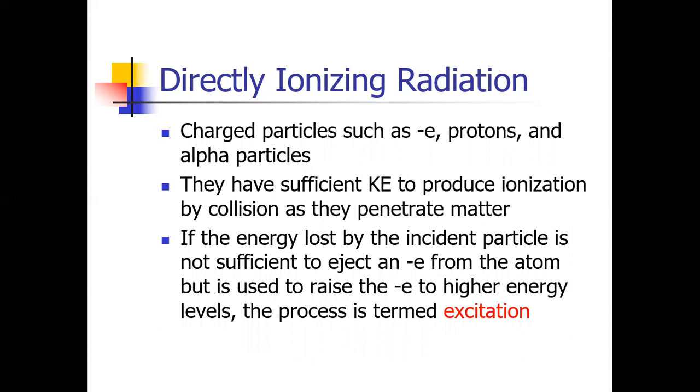Charged particles such as electrons, protons, and alpha particles are directly ionizing. They have sufficient kinetic energy to produce ionization by collision as they penetrate matter. If the energy lost by the incident particle is not sufficient to eject an electron from the atom, but is used to raise the electron to higher energy levels, then it's referred to as excitation.